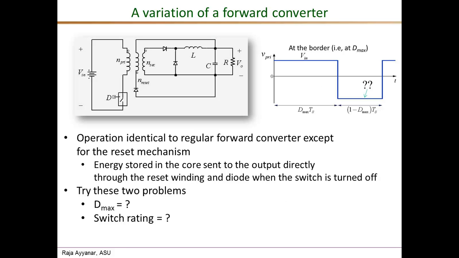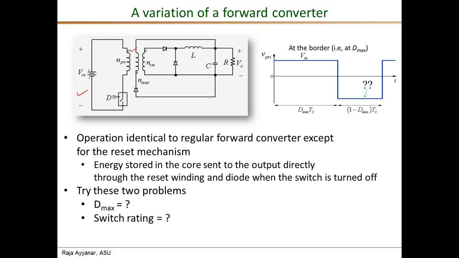The second variation is shown here. Just like the reset winding can be connected directly to the input source in the basic forward converter for the reset mechanism, we can also connect, as shown in this figure, the reset winding directly to the load. In the basic forward converter, the energy stored in the magnetizing inductance was fed to the input source during the reset process, whereas in this circuit the energy stored will be fed directly to the load or the output stage during the reset process.